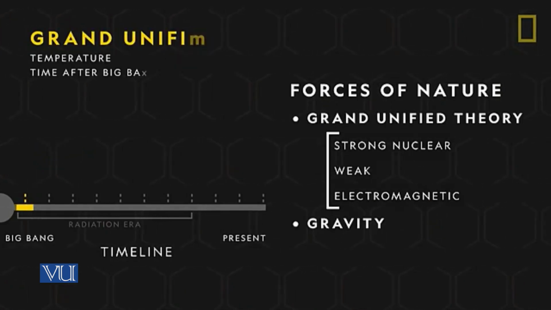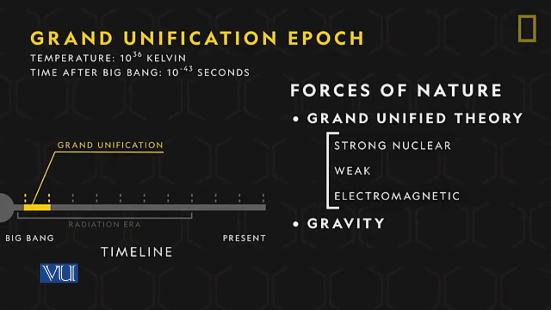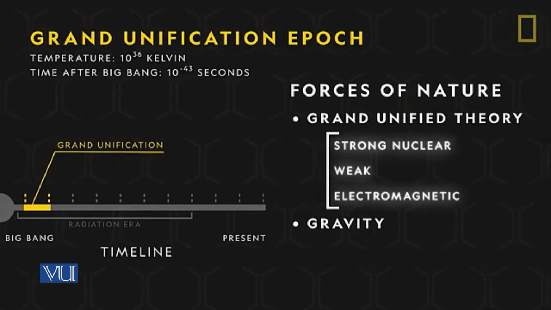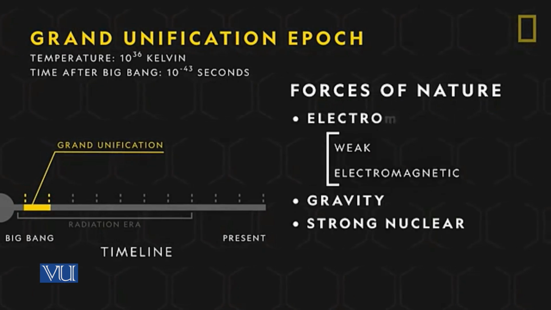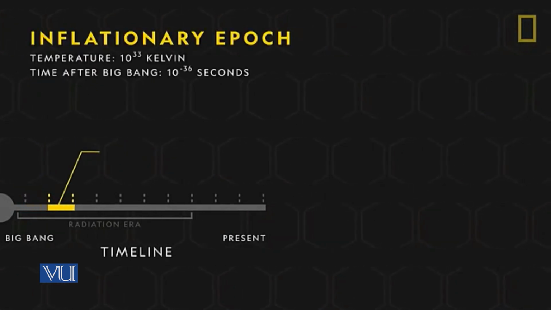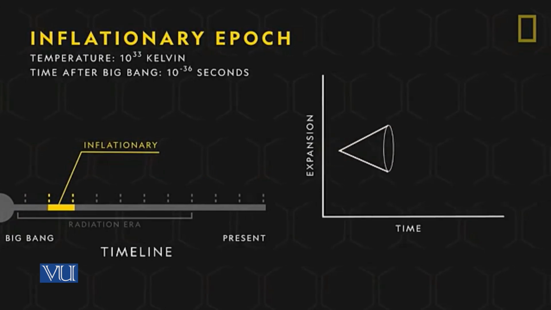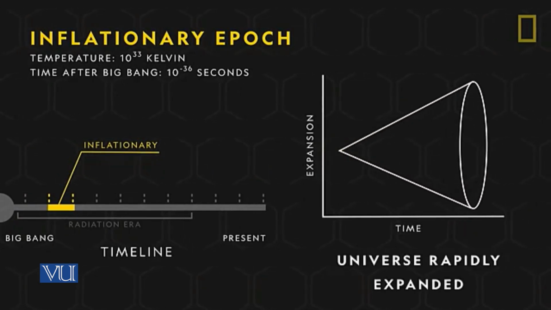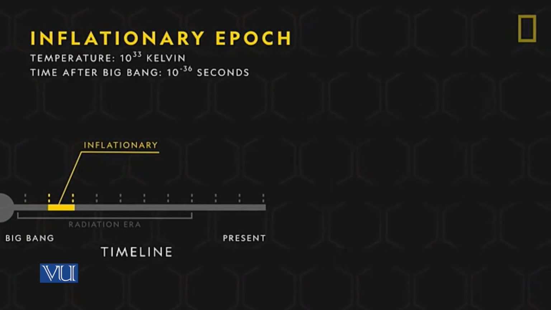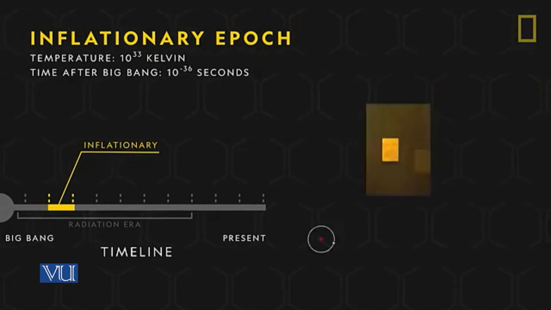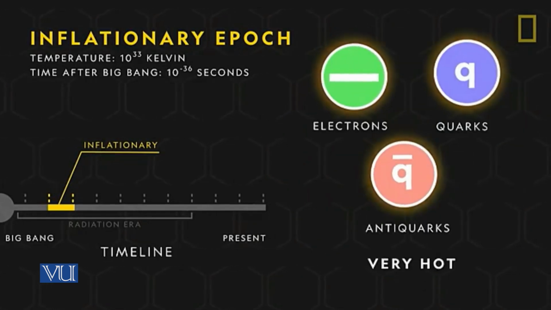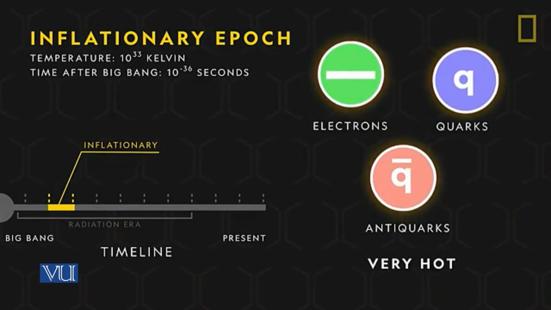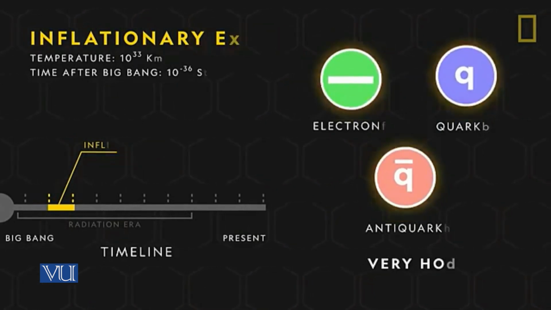superforce. Next came the Grand Unification epoch, named for the three remaining unified forces of nature. This epoch ended when one of those forces, called strong or strong nuclear, broke away. Then, the inflationary epoch began, during which the universe rapidly expanded. Almost instantly, it grew from the size of an atom to the size of a grapefruit. The universe at this time was piping hot, and it churned with electrons, quarks, and other particles.